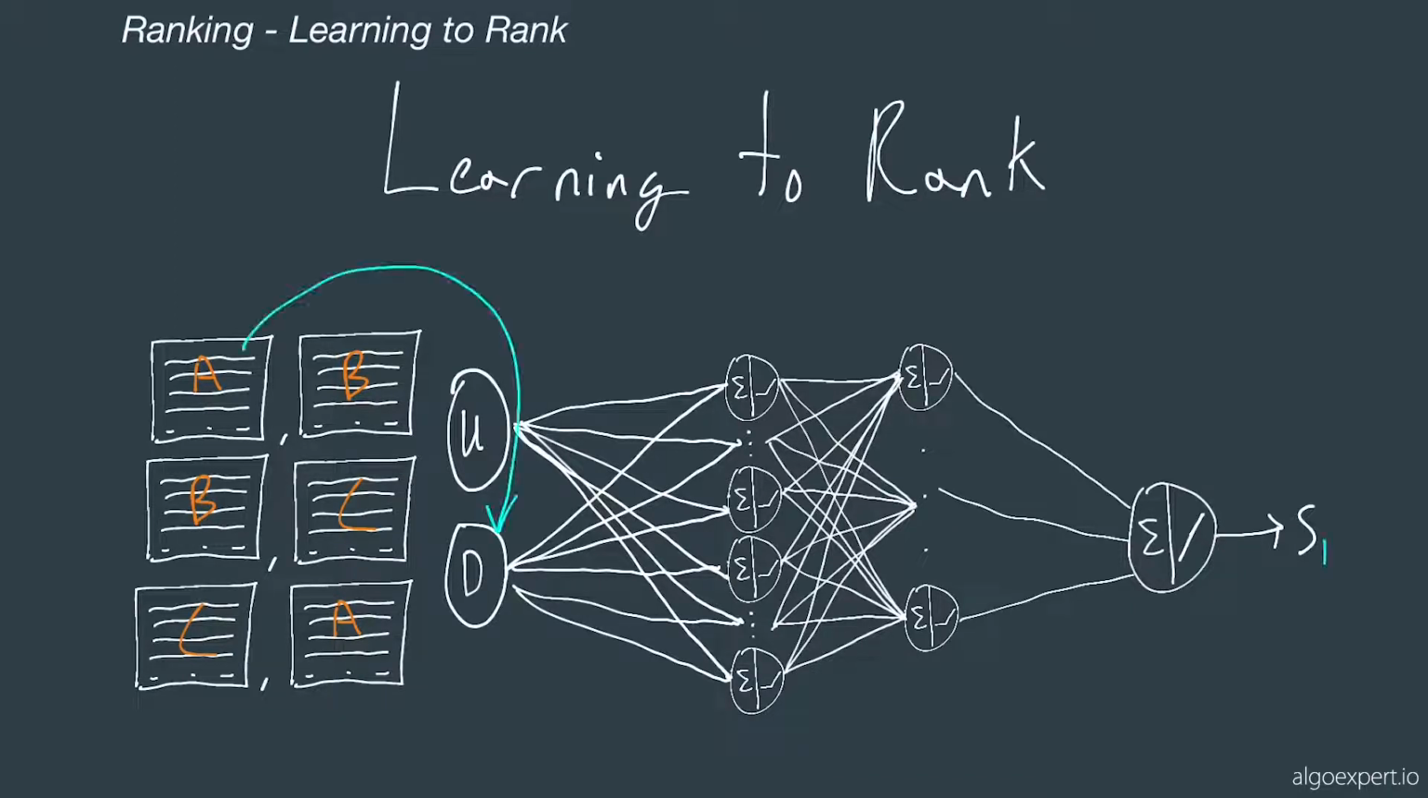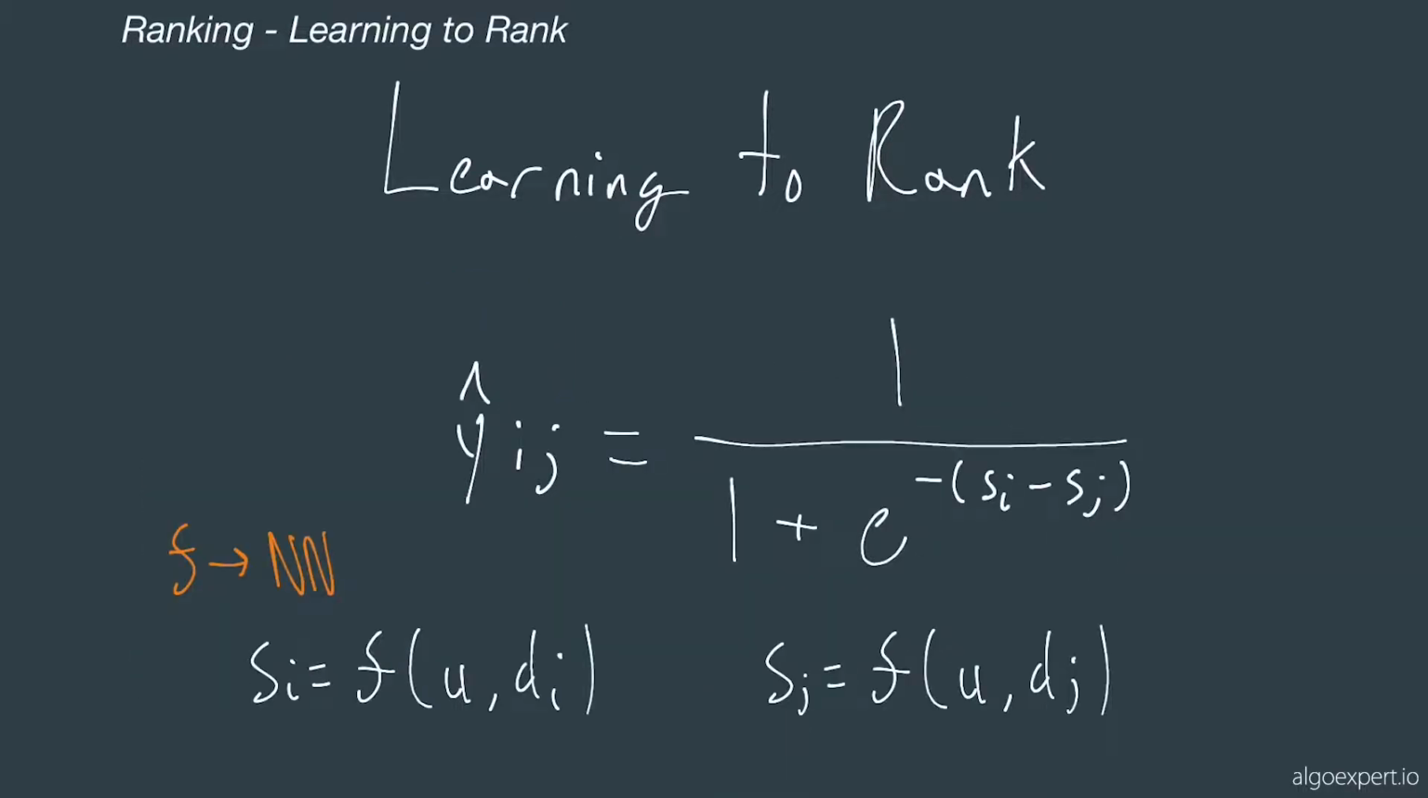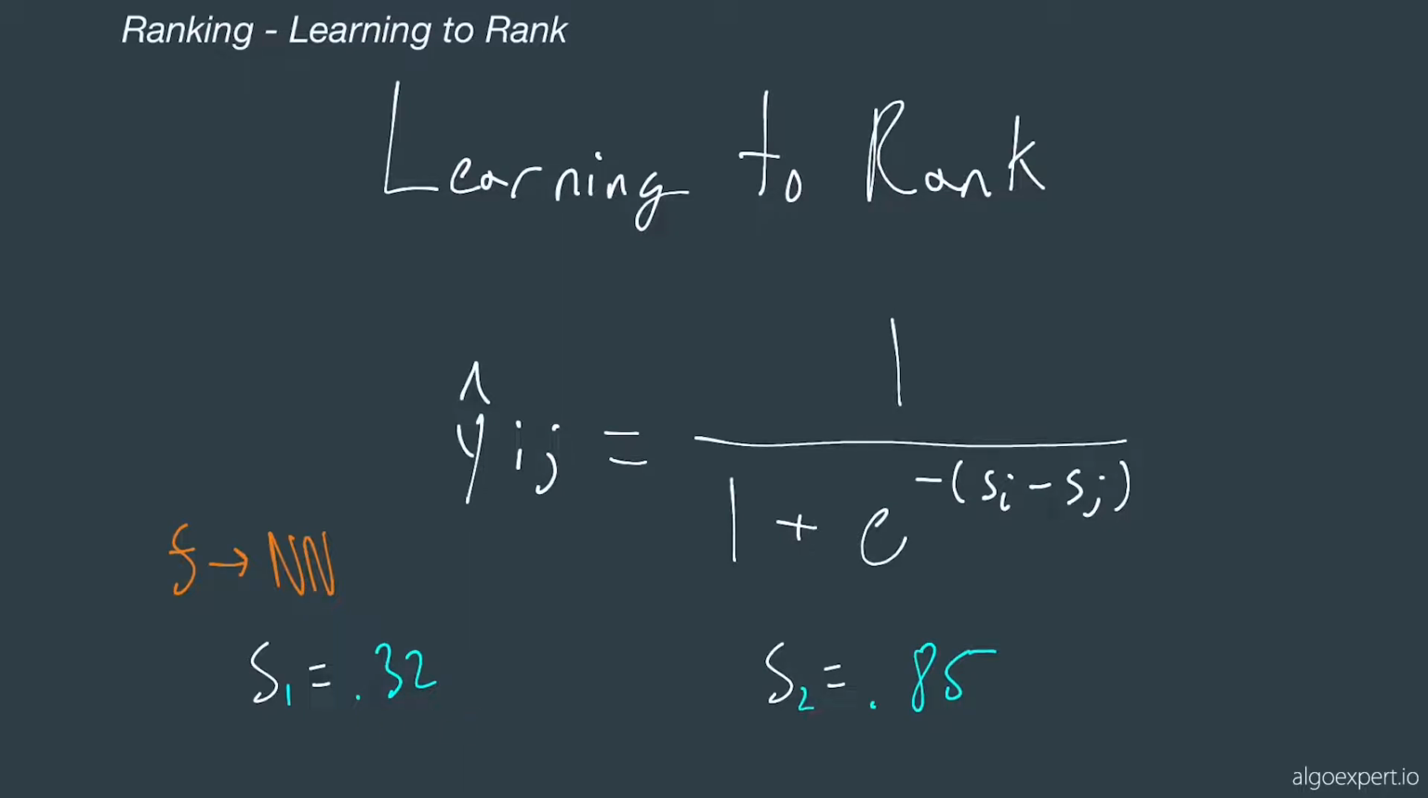So first we apply A to this document while keeping the user constant. That will give us S1. We then put B through this document while holding the user constant. That will give us S2. Then we take those S1 and S2, because here our function was that neural network, and we've put in our user and our document i, document j. Here that was A and B. And we got our results, 0.32 and 0.85.